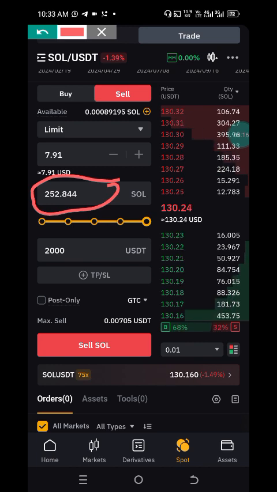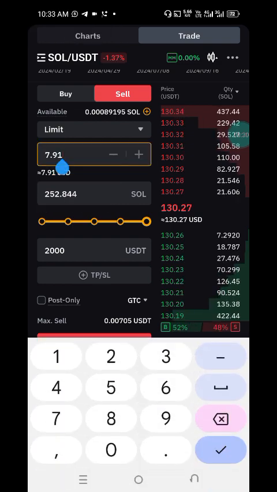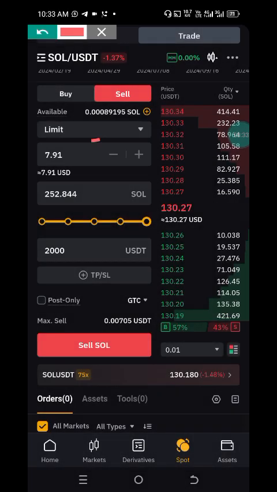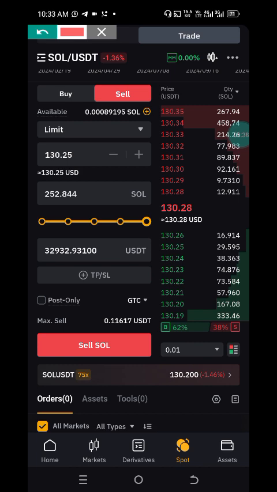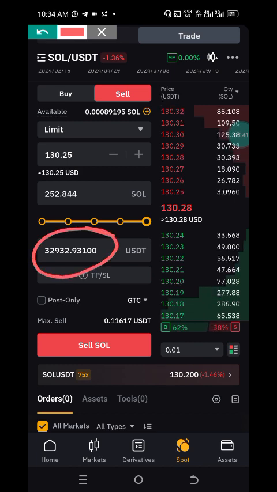For the example, now I took Solana at the rate of 7.9. Now I want to sell Solana at the rate of 130 US dollars. So let us see the magic. I will change the price here to the current price. Amazing. Look at the price of Solana if I bought it at the rate of 7.91 USDT. So I will sell it at the current price right now. I am getting 32,932.93 USDT. This is amazing.